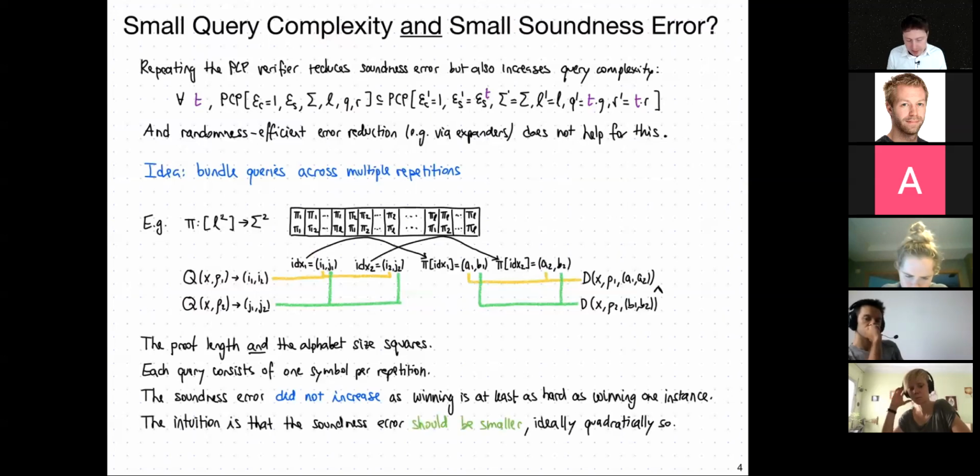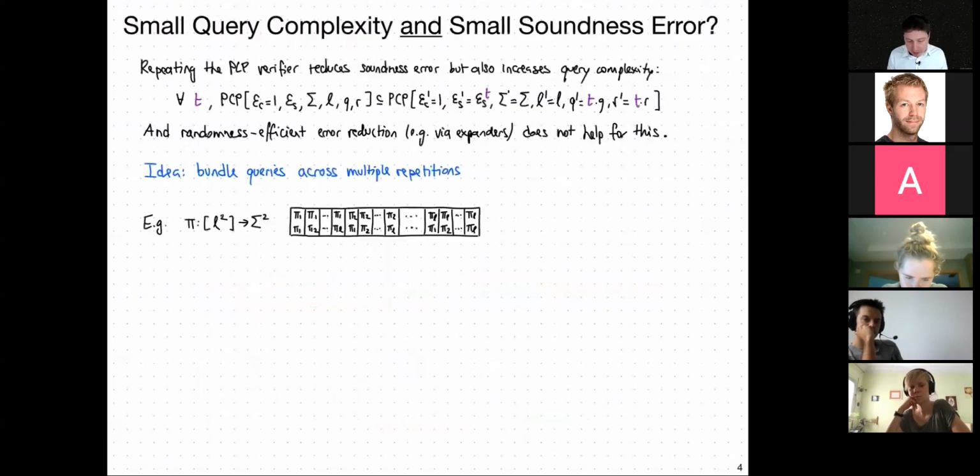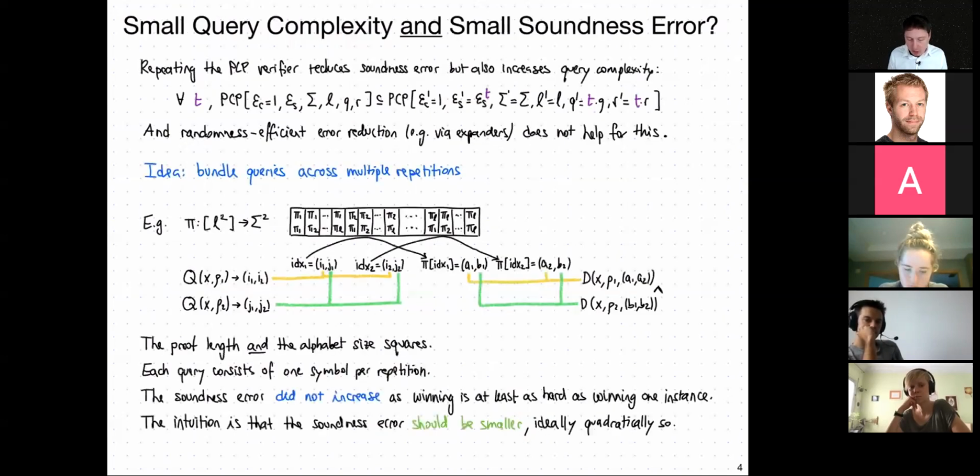But the intuition is that the soundness error should be smaller, ideally roughly quadratically so, because we are running two independent repetitions, okay? The difficulty, however, is that we don't know that the prover will write down a proof that has this form, okay?